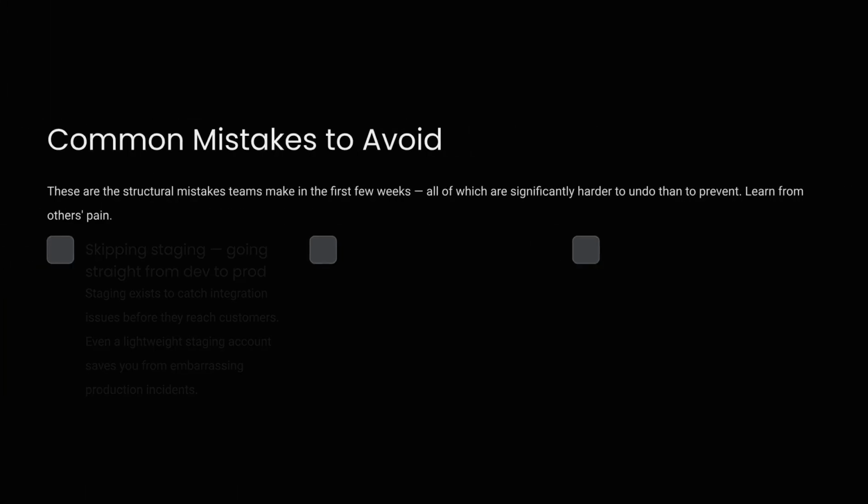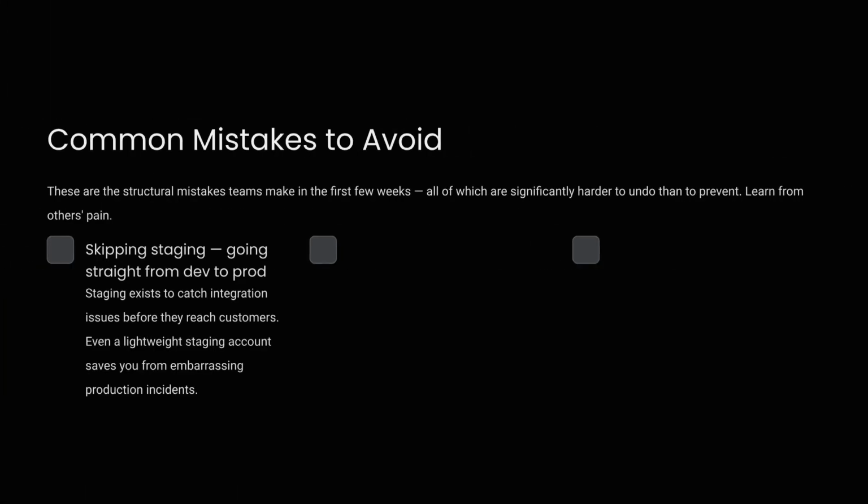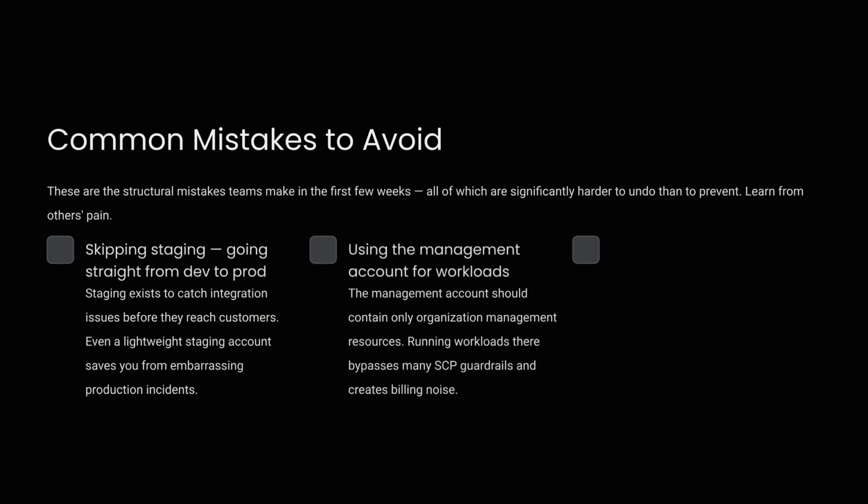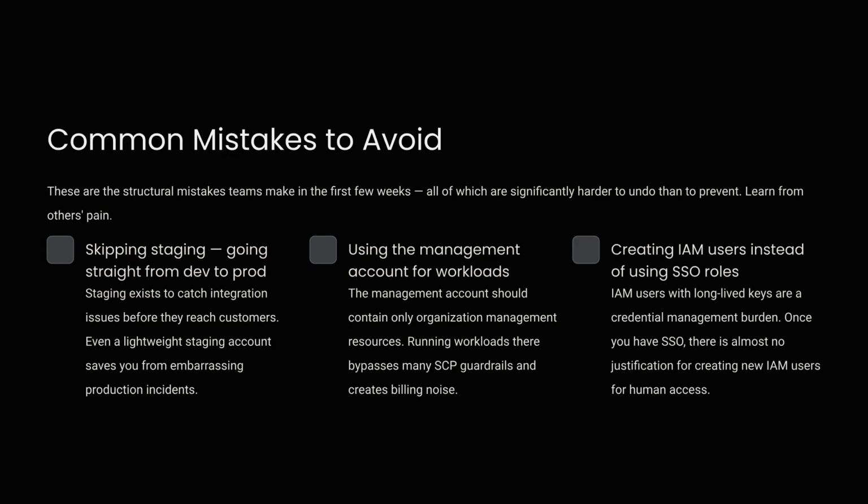Avoid common mistakes. First, skipping a staging environment exposes the product to unnecessary risk. Second, never use the management account for running workloads, as it bypasses many guardrails. Third, use SSO roles instead of creating long-lived IAM users for human access.